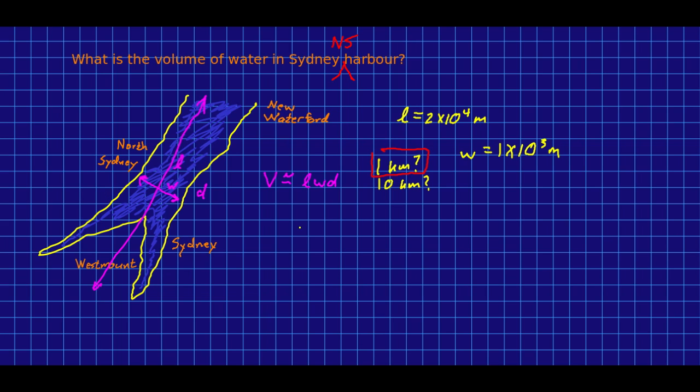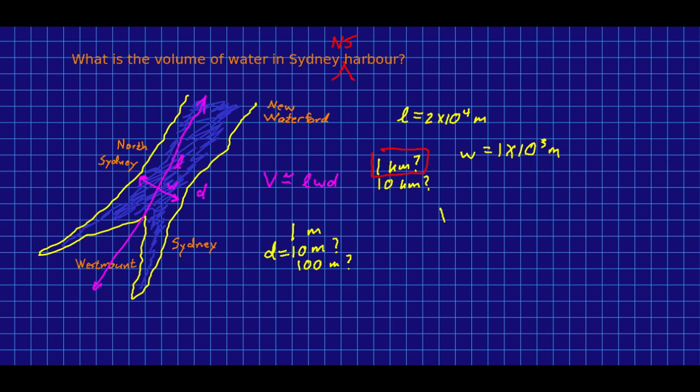Okay, the depth is a little harder, right? 1 meter? I doubt it. 10 meters? Well, maybe. 100 meters? Well, maybe. It's certainly not a kilometer. Well, I think it's about 10 meters, and here's my reasoning. They've had to dredge it to let big ships come in. If it was typically 100 meters deep in most places, they wouldn't have had to dredge it. So I think the depth is about 10 meters.